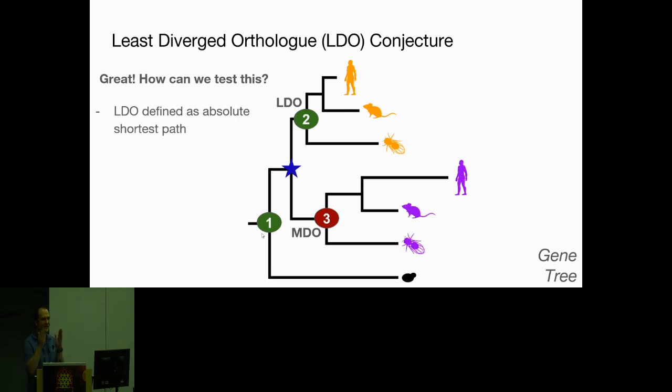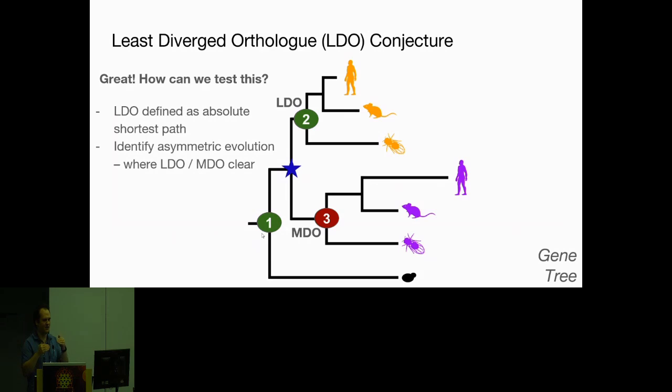So this is the shortest absolute path. Even if you had one very small difference, we would still end up classifying one as least diverged, one as most diverged. And so in order to identify, we wanted to split between symmetric evolution and asymmetric evolution.